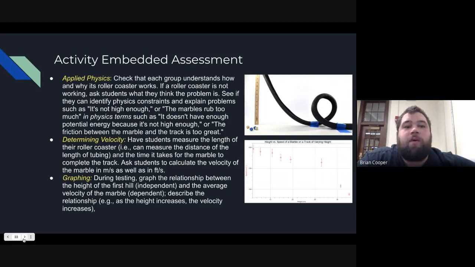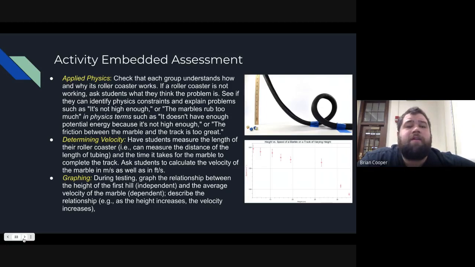If a roller coaster is not working, ask students what they think the problem is. See if they can identify physics constraints and explain problems such as, it's not high enough, or the marbles rub too much, in physics terms such as, it doesn't have enough potential energy because it's not high enough. Or, the friction between the marble and the track is too great.